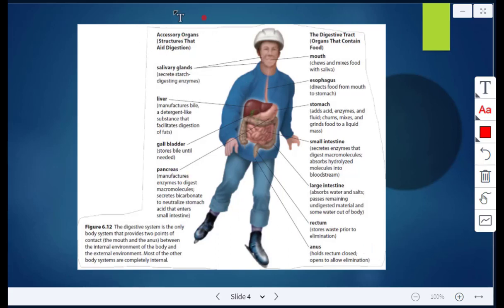The accessory organs that aid in digestion, so we have already talked about the salivary glands. Next is the liver. That's where bile is made and helps with the digestion of fats. Gallbladder stores the bile until needed. The pancreas manufactures enzymes that are going to digest some macromolecules. It also secretes bicarbonate to neutralize stomach acids entering the small intestine. So that's a quick summary of all the structures and organs.